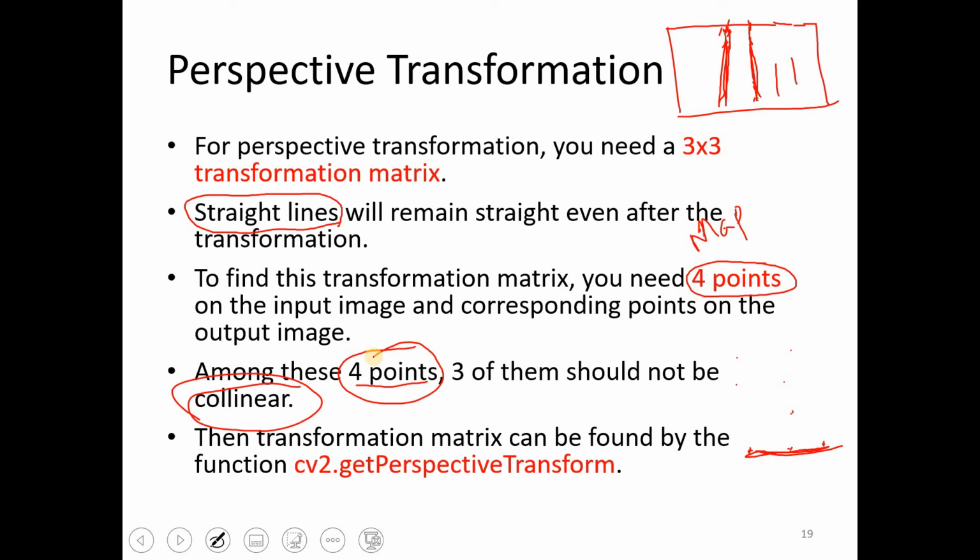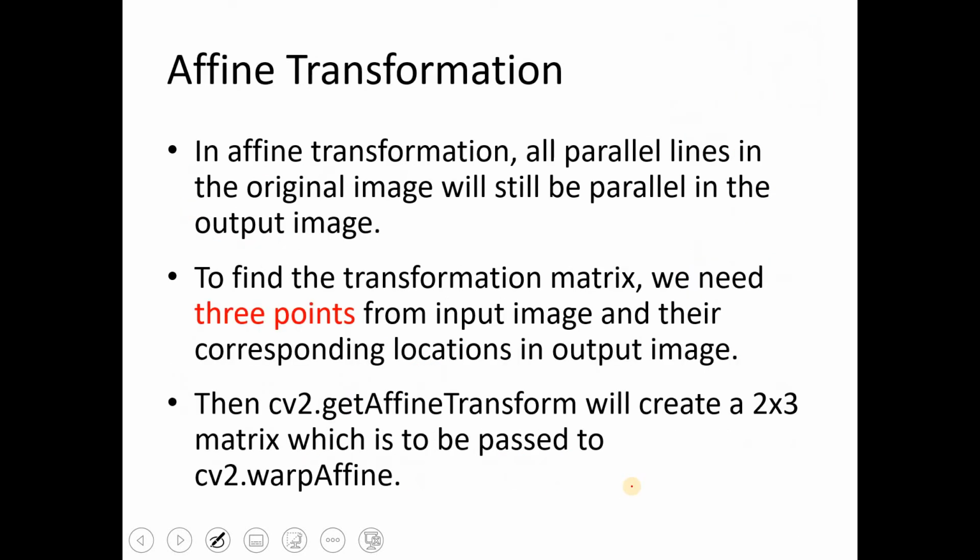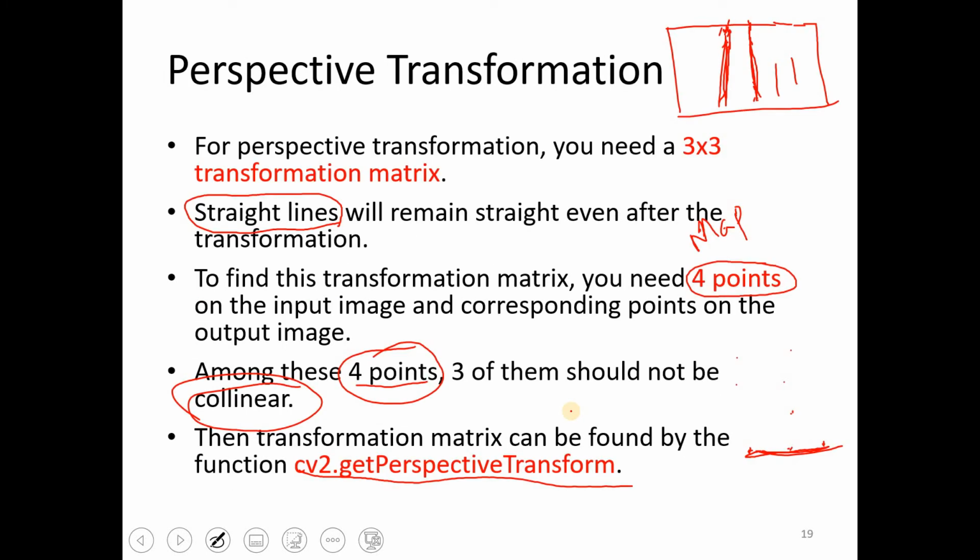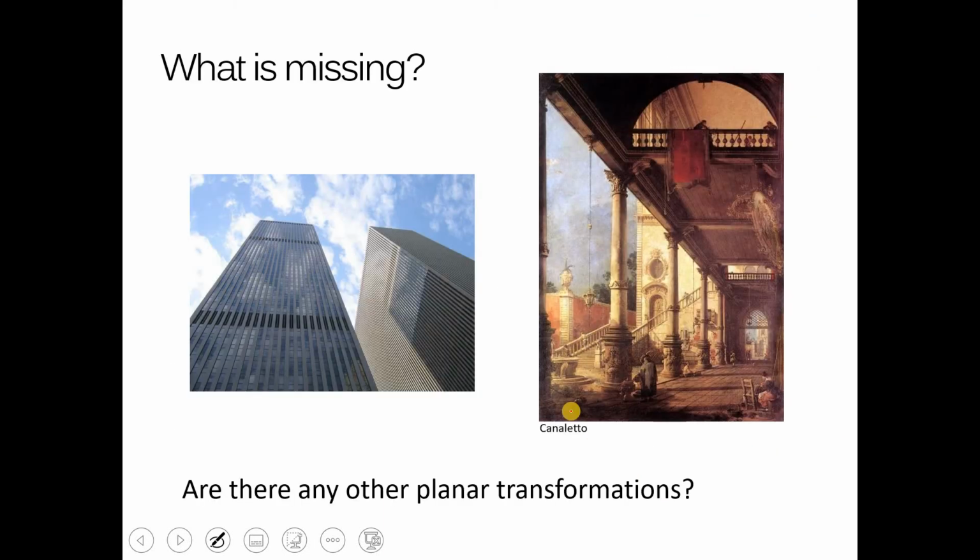The transformation matrix, you can get it using getPerspectiveTransform. In the previous case, if you go back, we used the function getAffineTransform for getting the affine matrix. Here for perspective transform, we use getPerspectiveTransform. Okay, so here you see some of the examples. You see the same property for the perspective transform. After transformation or before, the lines that are already parallel will remain parallel.